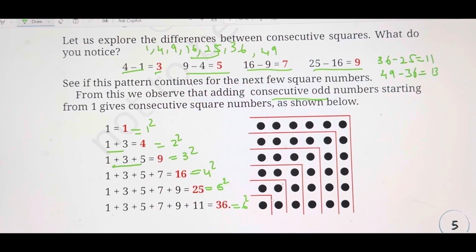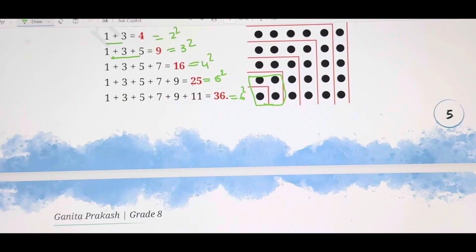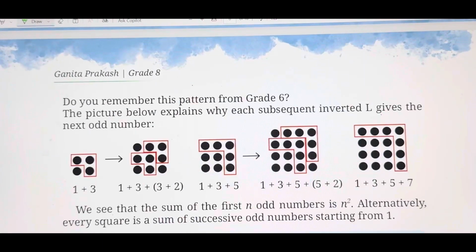So why does this happen? Let us see through this pattern. This is 1 dot. If you add 3 dots here, 1 plus 3, you get a square. A square is being formed over here, right? Similarly, after 1 plus 3, you add 5 dots, and you get another square. You add 7 dots, another square. This L shape which is shown represents the odd numbers being added, and then you get the subsequent square numbers.